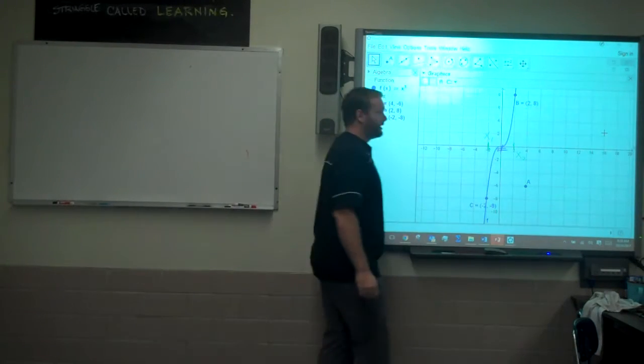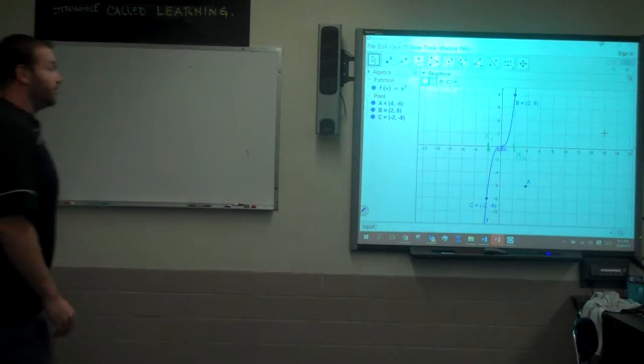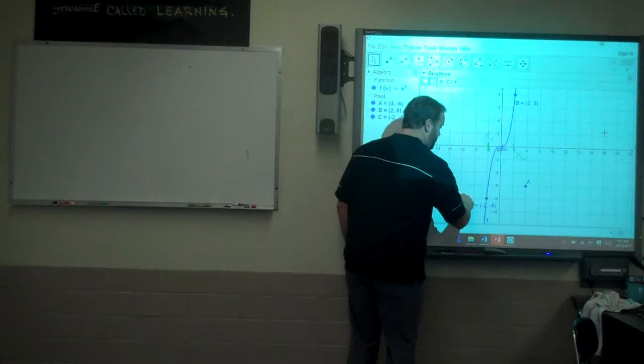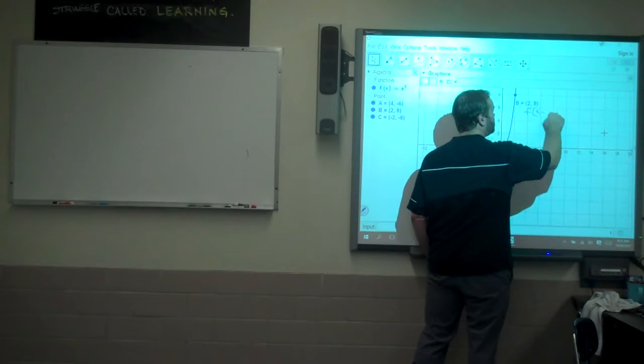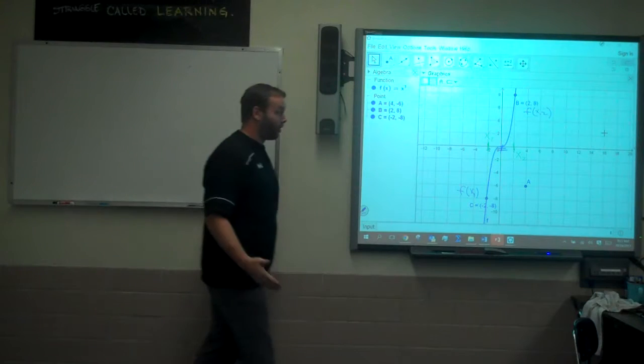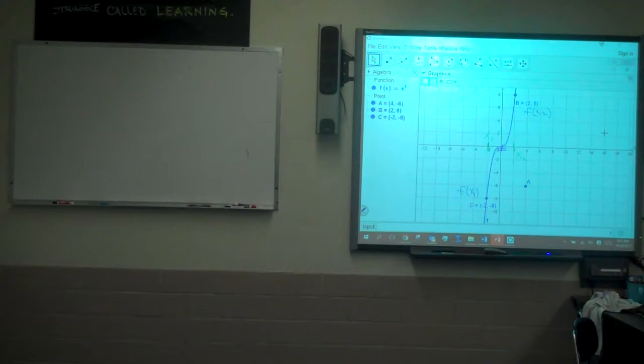They are different, right? X sub 1 does not equal x sub 2. Positive 2 is different than negative 2. Look at f of x sub 1 and look at f of x sub 2. Those y values, are they unequal? Yes.